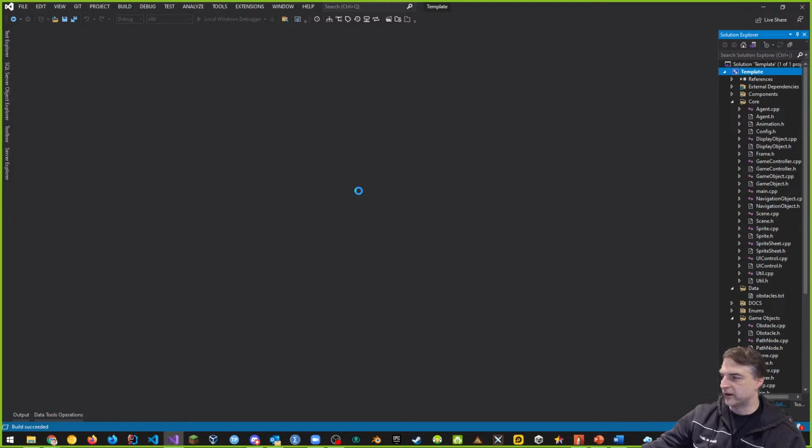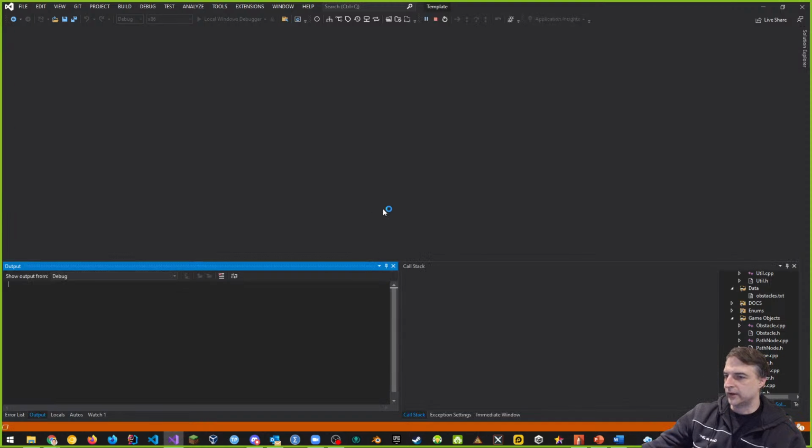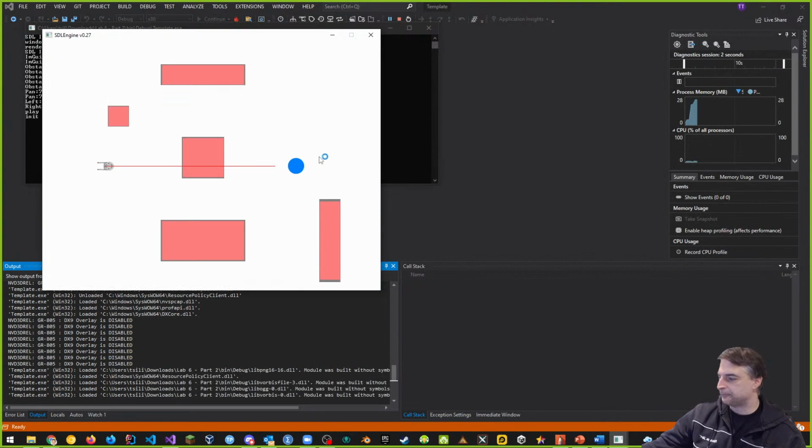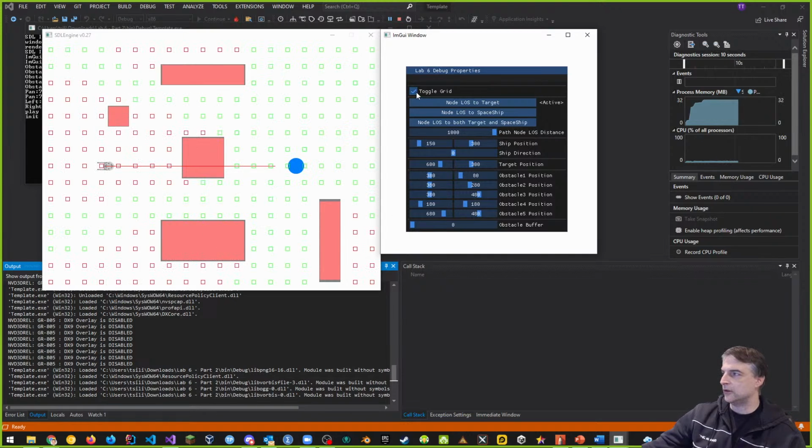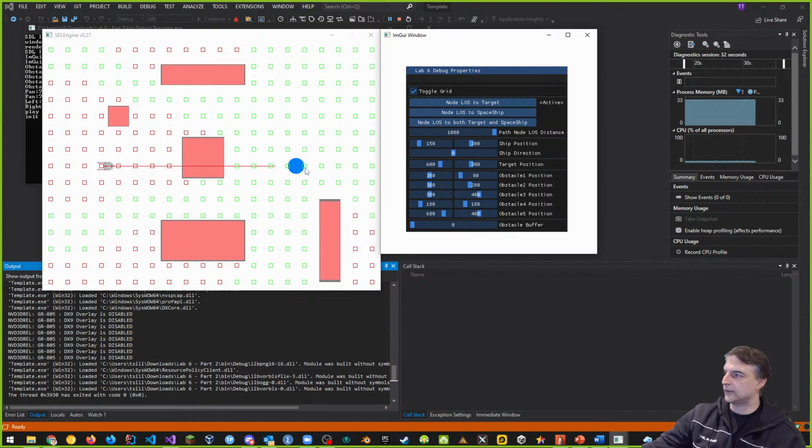This is the final version that you're going to build for tomorrow. Let's take a look at what this looks like. These obstacles have been loaded from a file. You're going to toggle on the grid. Notice that the grid has different colors. One part of the grid is red, and the other parts are green. Why? It's node line of sight to target. These nodes in this node graph have no line of sight to the target because of the obstacles that are in here. That's how it works.